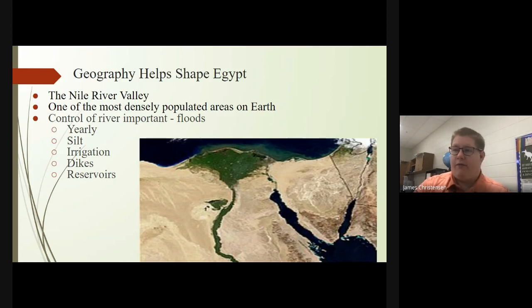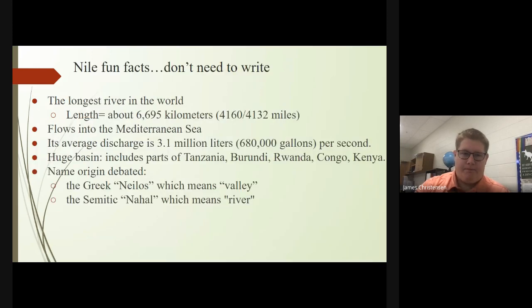Yearly, from year to year, it floods. There's a lot of silt to take care of, the irrigation, the dikes, and the reservoirs. Without the Nile River, Egypt would not be on any scale that it is today.